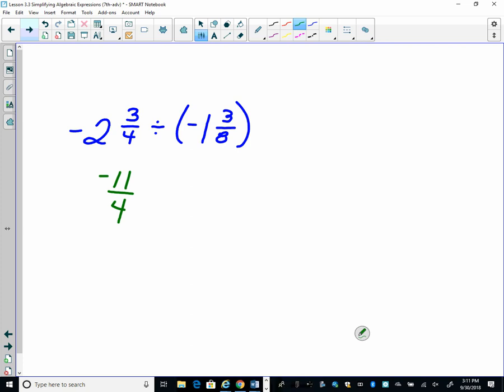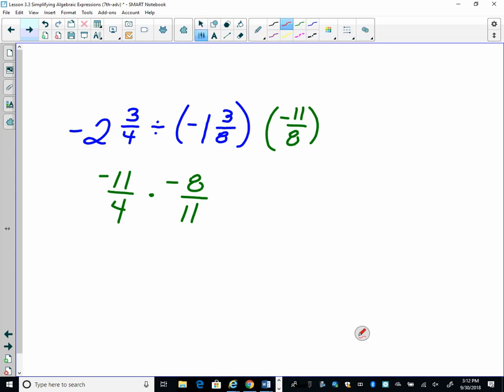Change division to multiplication. Make our second mixed number improper. So 8 times 1 is 8, plus 3 is 11. So that would give you negative 11/8. However, we have to remember, because this is division, we have to take the reciprocal of that second mixed number or second fraction. So now I would rewrite my problem with negative 8/11.